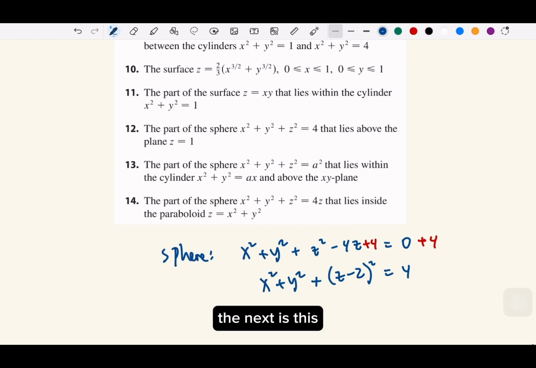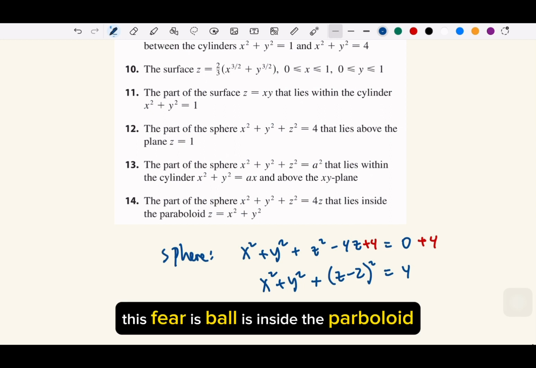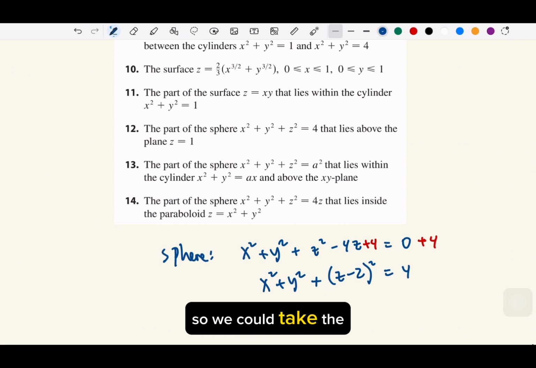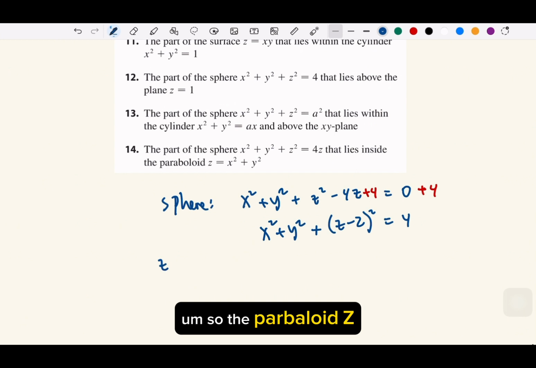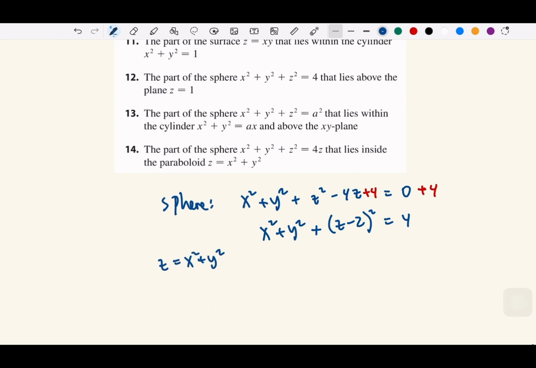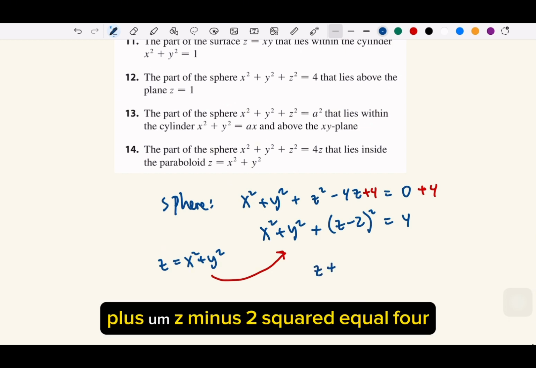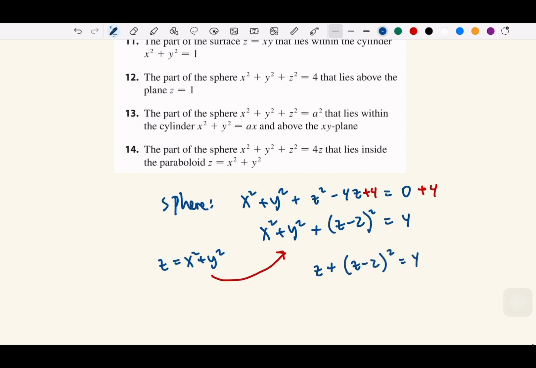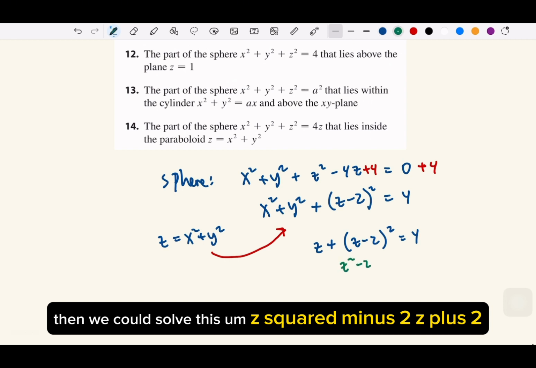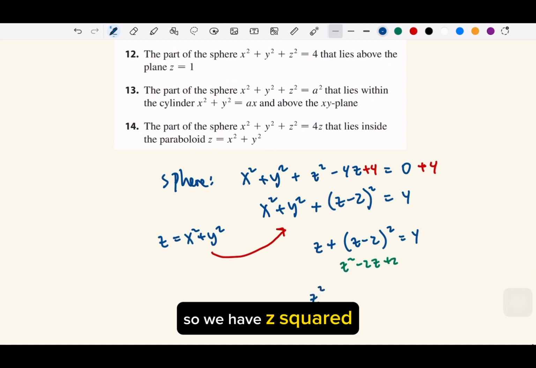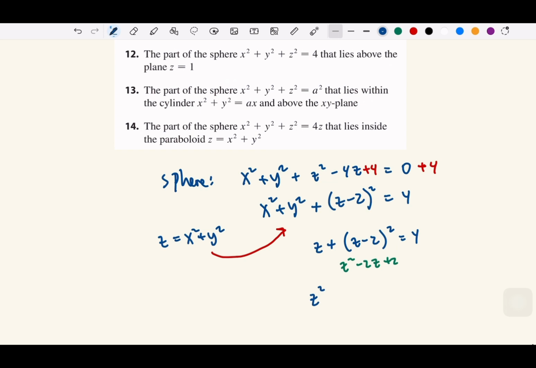And then what's next? The next is this sphere, this ball is inside the paraboloid. So we could take the paraboloid z and then we could exchange this into our sphere, or from the sphere to the paraboloid is the same. So I will take this into here, which we get z plus z minus 2 squared equal 4. And then we could solve this, z squared minus 2z plus 2. So we have z squared minus, minus z, right?